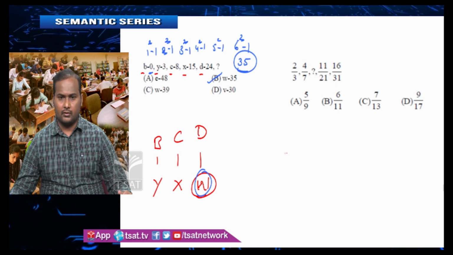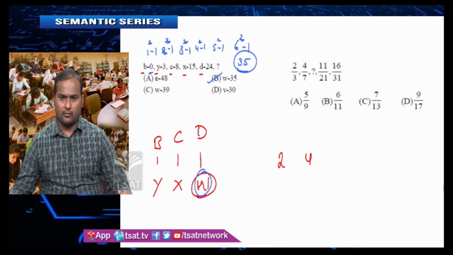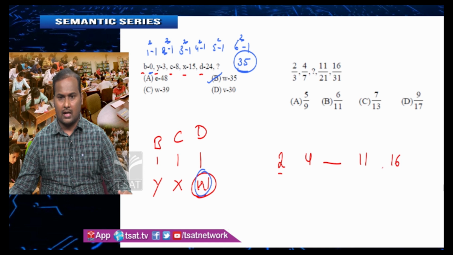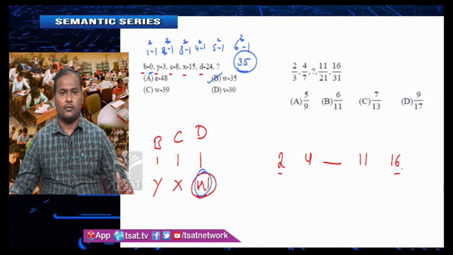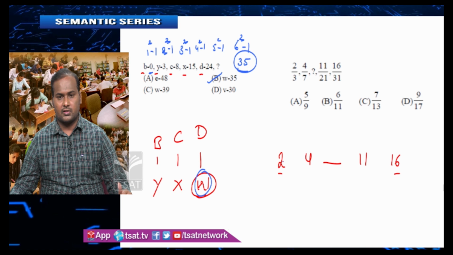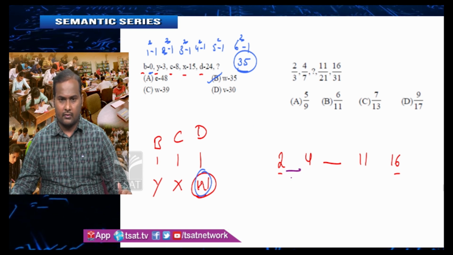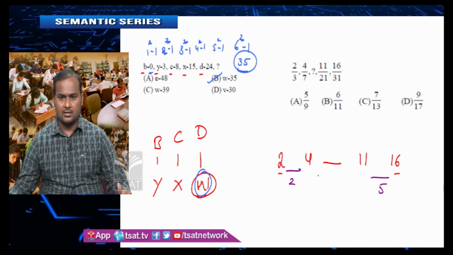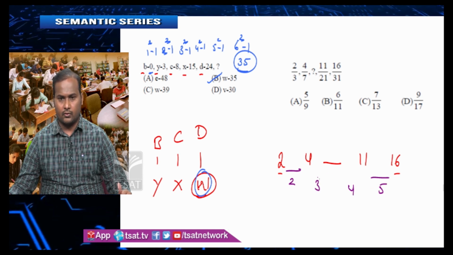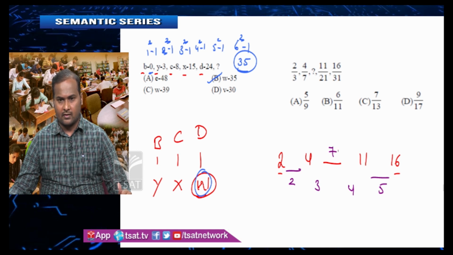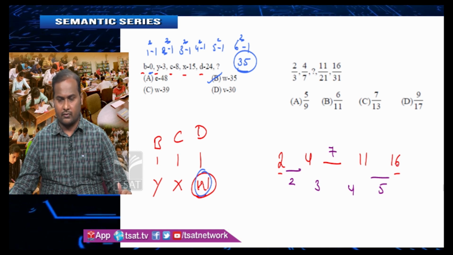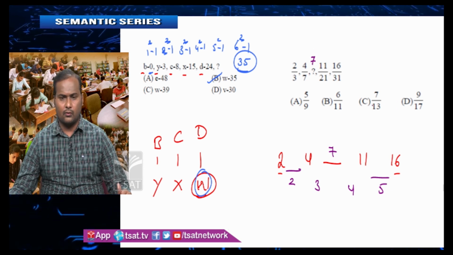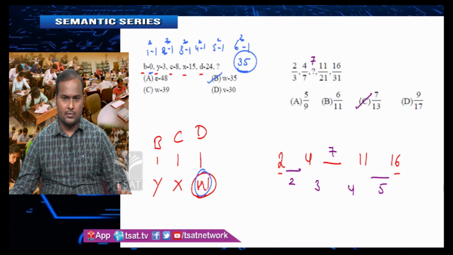Now you take the numerator separately. So 2, 4, need to find the answer, 11 and 16. Here between 2 and 16 there is not much increase, so obviously I will take the difference. What is the difference between 2 and 4? The difference is 2. Here the difference is 5. So here 2, and here 5. Obviously here the difference will be 3 and 4. So 4 plus 3 is 7, 7 plus 4 is 11, 11 plus 5 is 16. So your answer here is 7. You see in the options there is only one option where the numerator is 7, that is option C.